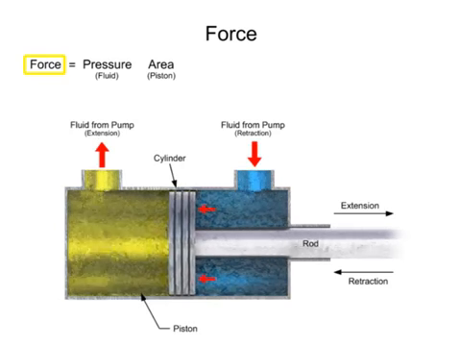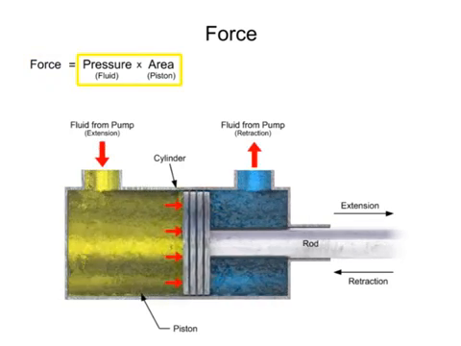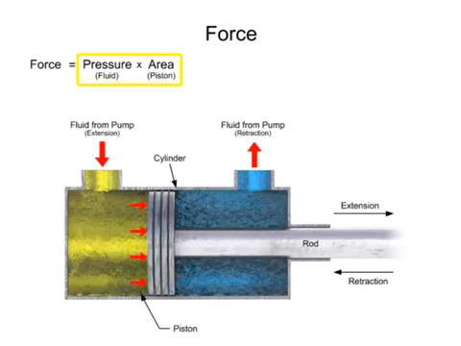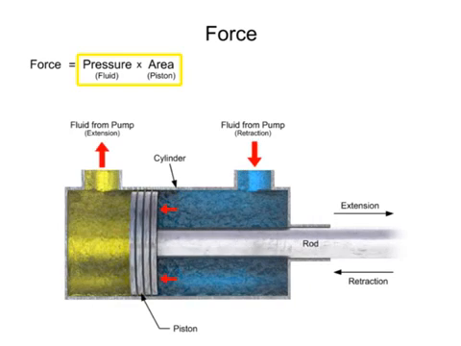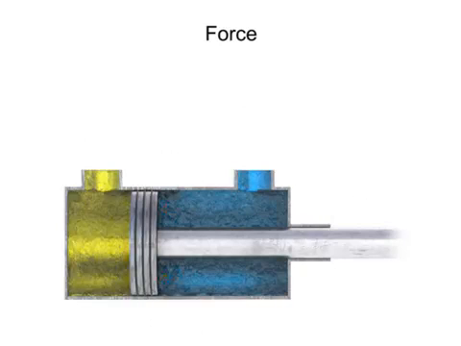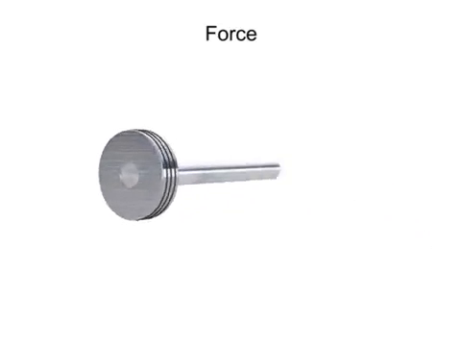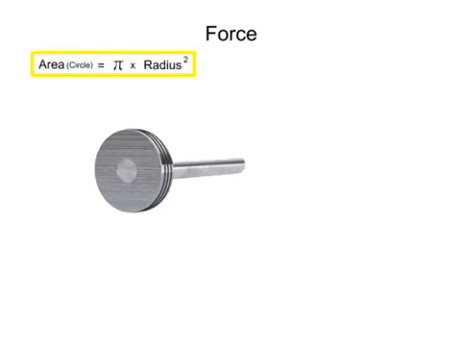The force produced by a cylinder can be found by multiplying the pressure times the area of the piston surface against which the fluid is working. This area is called the working area. For a round piston, the circular area can be determined by a well-known formula: area equals pi times r squared.